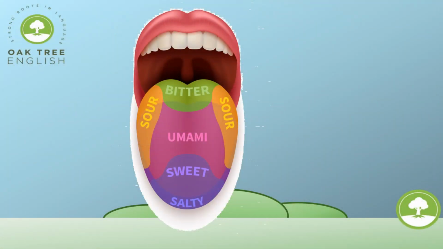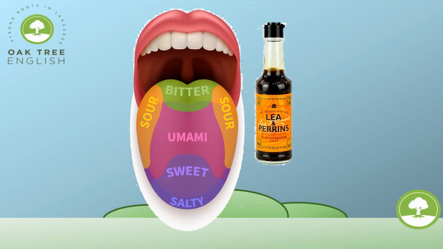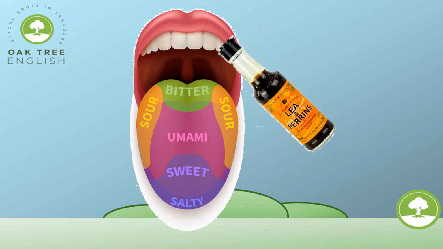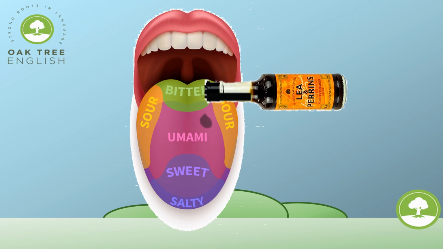The British condiment, Worcestershire sauce, has a complicated taste. Part sweet, part salty, part sour, part savoury or umami, and even a little bitter, which we test using the tool of our tongue. When choosing a text to include in an academic paper, we have a different tool.